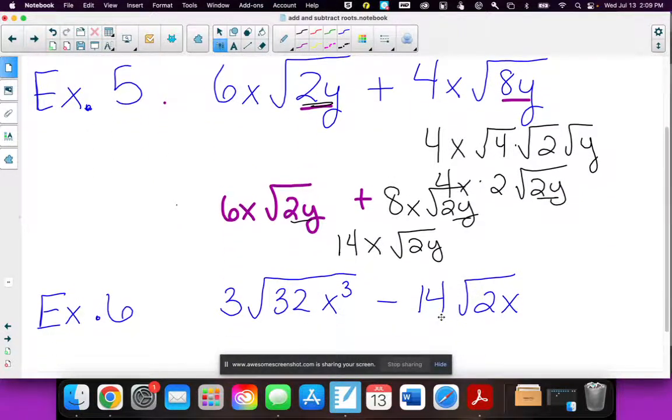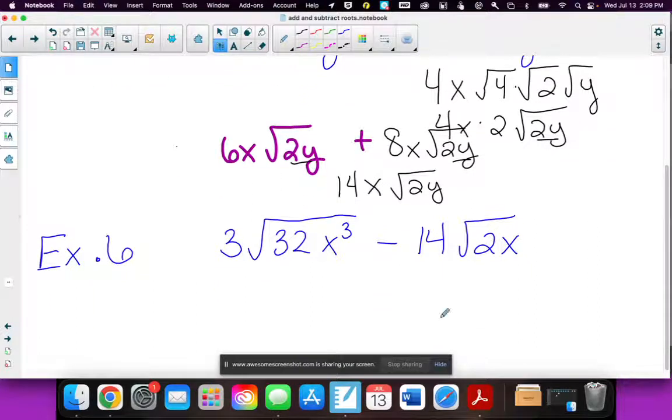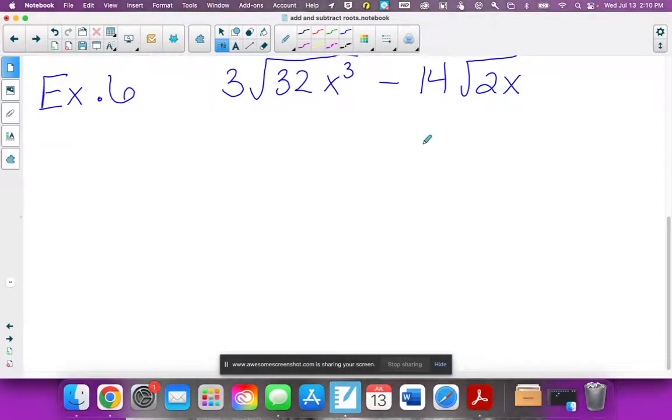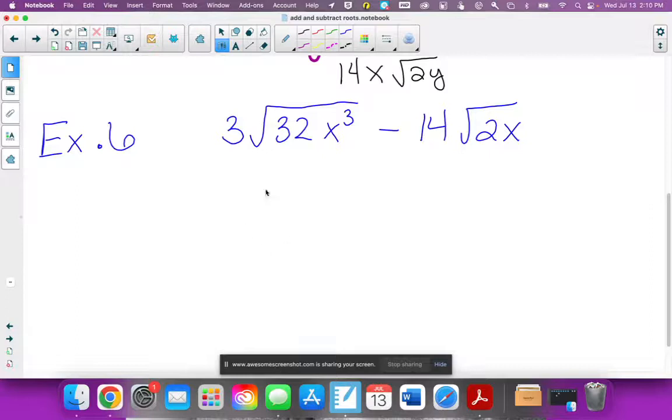All right, let's try one more. Again, this is probably the highest level that you'll have to go to as far as simplifying. So let's go ahead and see if we can get through this one. And feel free always, if you think you can do it, pause the video, work it out yourself, and then come back and watch, and that way you can check your answer.